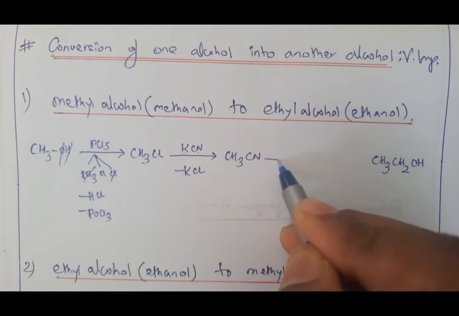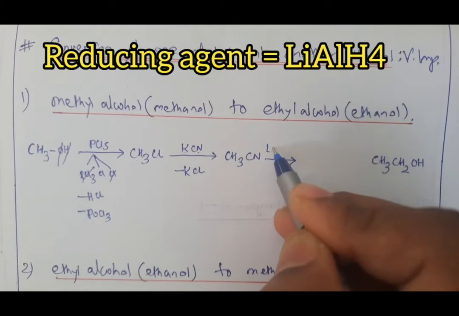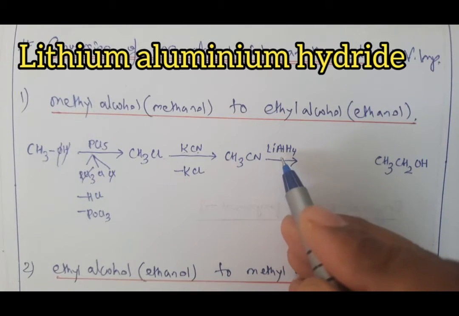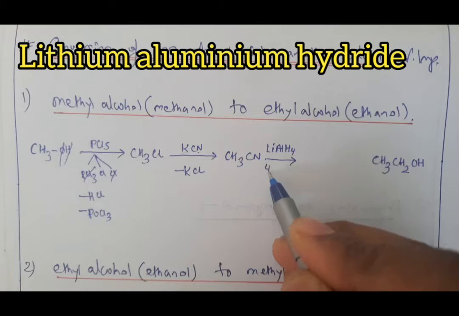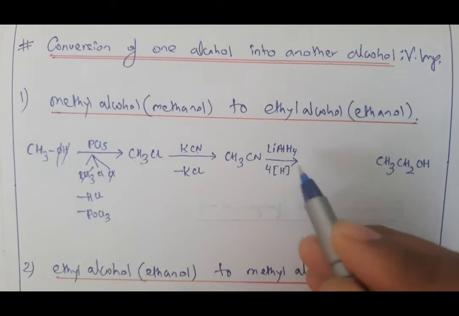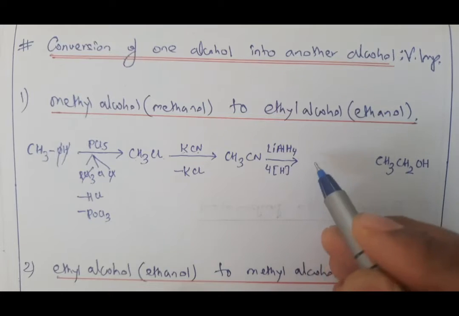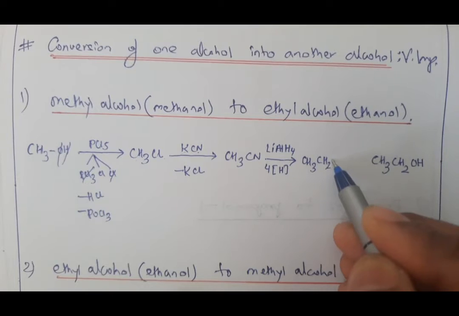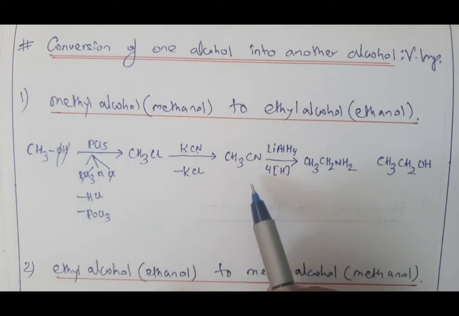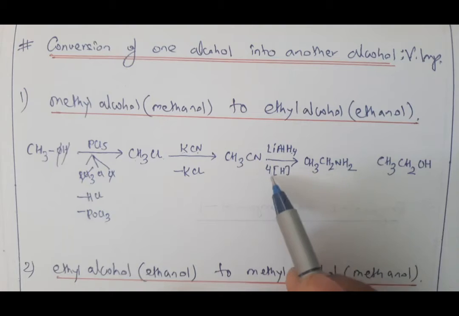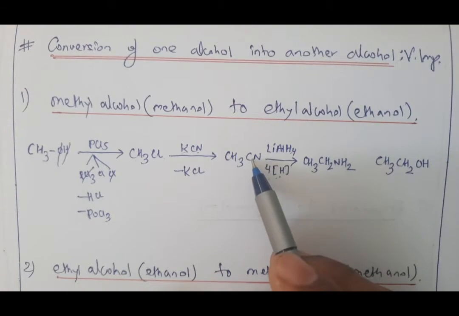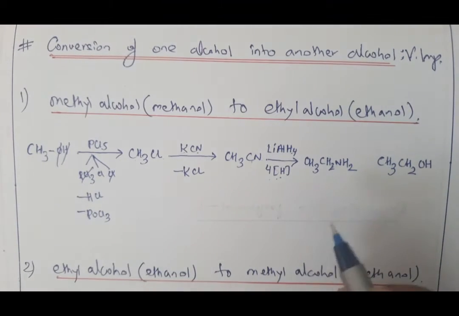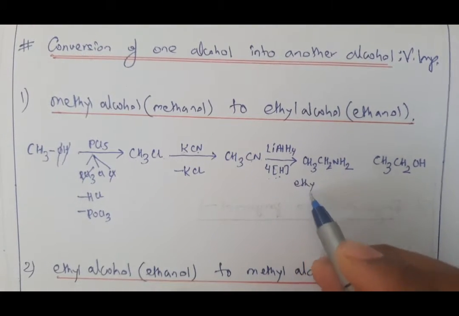To remember one thing, students, here you are going to put a reducing agent like lithium aluminium hydride. Lithium aluminium hydride is a reducing agent which produces 4 nascent hydrogen, out of which 2 will go to carbon and 2 will go to nitrogen. Out of 4 nascent hydrogen, you put 2 here to get CH2, and put 2 here to get NH2. And what you got here is ethylamine. The name of this compound is ethylamine.